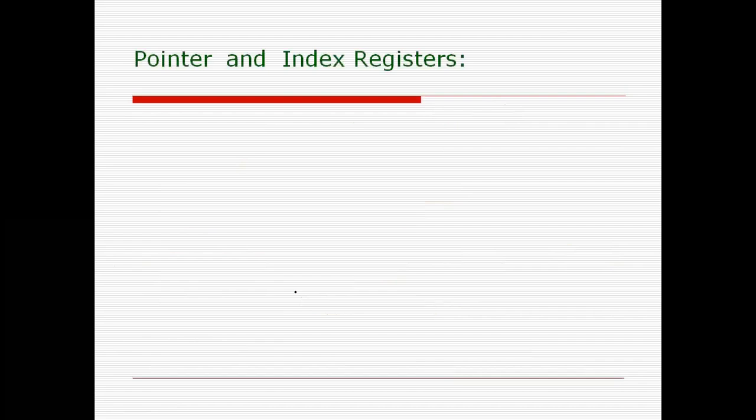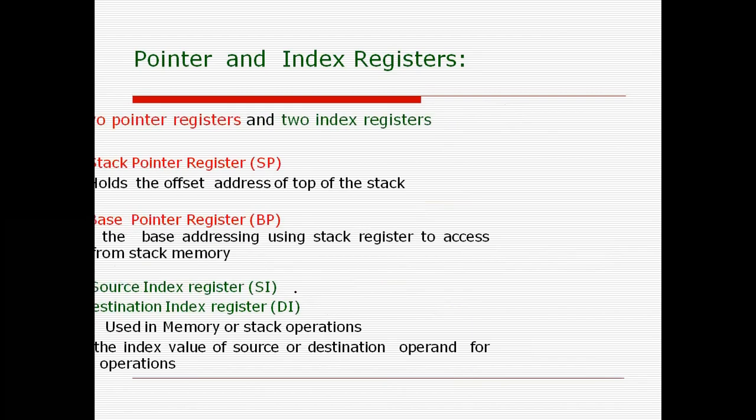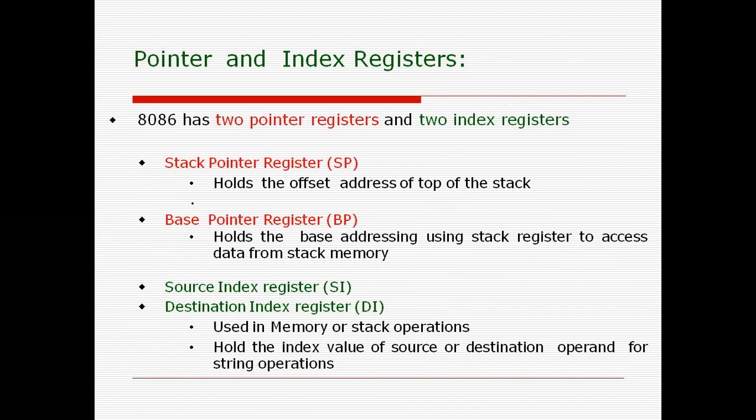And the second one is pointer and index registers. As I said, the bus interfacing unit consists of the pointer and index registers here. The 8086 has two pointer registers and two index registers. The two pointer registers are the stack pointer register and the base pointer register, and the two index registers are the source index and destination index.